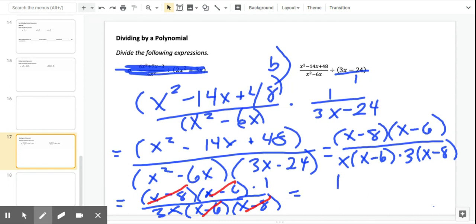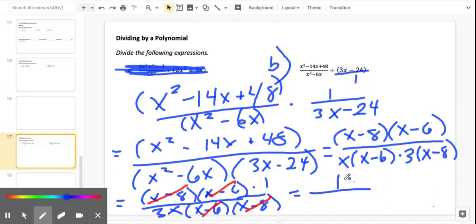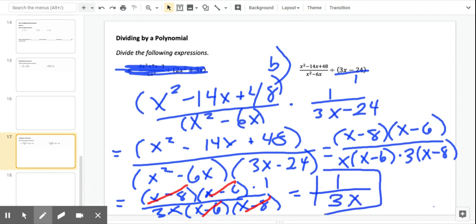Now, even though we canceled everything out in the numerator, there's still an invisible times 1 up there. You still need a numerator. You can't get rid of the numerator. It doesn't work like that. So you need to keep a 1 in the numerator and then a 3x in the denominator. And then we are done. So that is it for section 9.4 on simplifying, multiplying, and dividing polynomials.